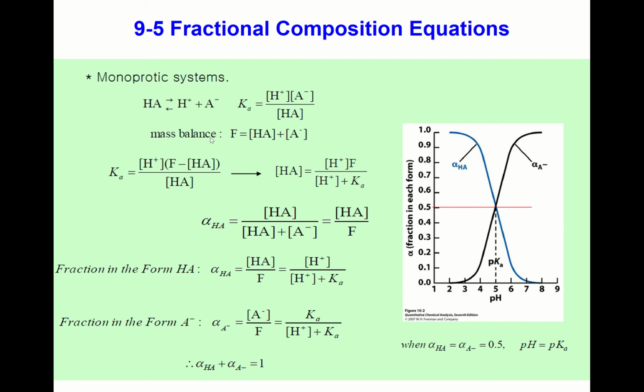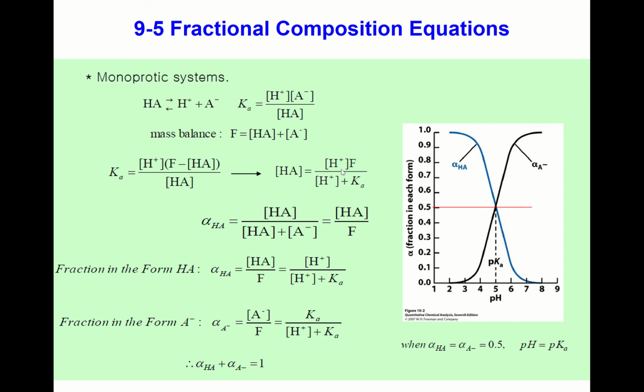It is not difficult to calculate theoretically, and then we write Ka for this equilibrium. Then from mass balance, the formal concentration is the sum of the equilibrium concentrations of these two species. Then Ka can be rewritten, and instead of A minus we write it here, and then we solve for HA. It is easy. It is given by this equation.